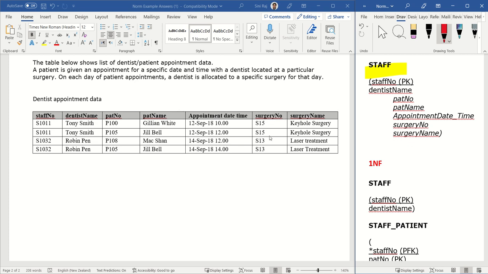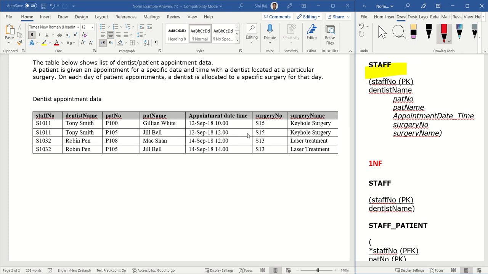So everything is listed. The next step is to identify the repeating items, or the multi-valued attributes. When you look here, this is your staff ID S1011, right? And you have S1032. So these are the two different staff numbers which we have. For one particular staff number, you have two different patients, two different patient names, two different timings, even though the date is the same, but the time is different. And when you look at the surgery number, you have S15 and S13.